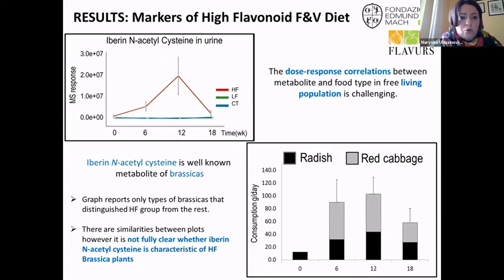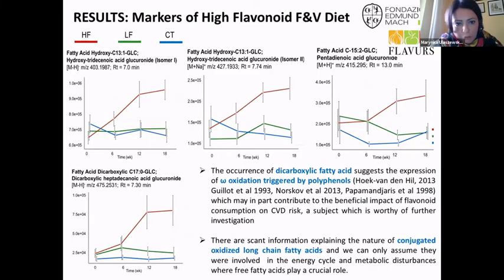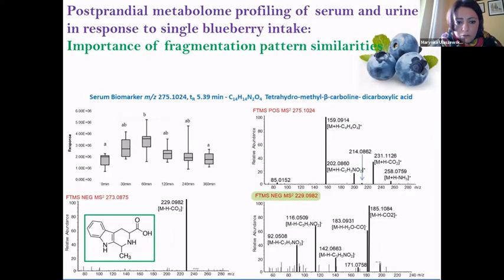Many more also for the red diet. Many fatty acids moving upregulated there. And finally, one of the last ones, I would like to put your attention on the importance of the fragmentation pattern similarities. This is the biomarker found after the berry intakes. That's a tetrahydromethyl carboline decarboxylic acid. The structure is depicted on the left side down.